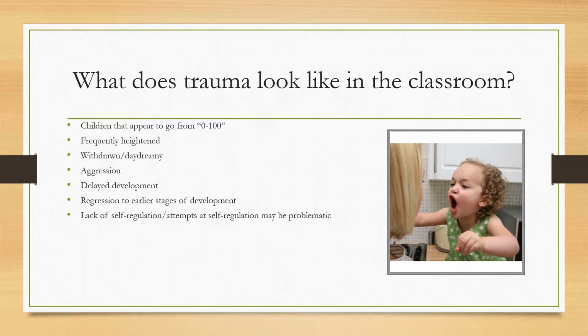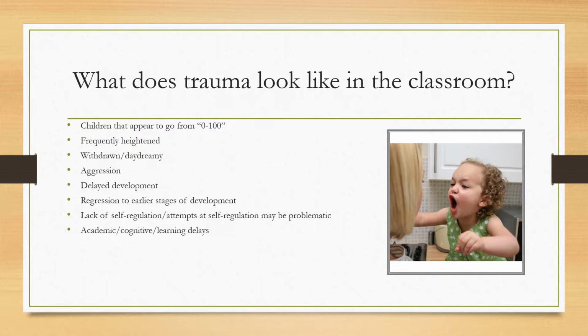It might look like a lack of self-regulation, so the child can't calm themselves down. Something sets them off and they can't calm down like you would expect them to. Or you might see some problematic attempts at self-regulation, such as head banging, or another inappropriate way of regulating themselves.